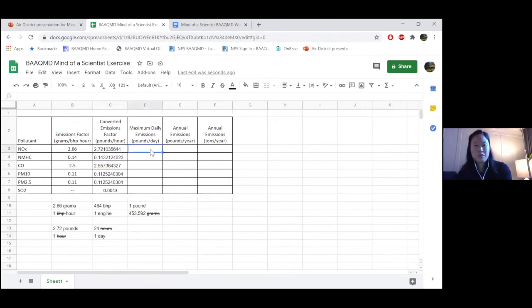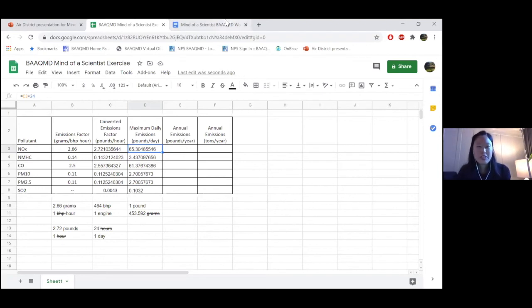To make the formula, I put equals, and I'll do this 2.72 cell times 24. And so for all of these, you have to multiply by 24 to get here. So I'm going to double click this bottom right corner, and it automatically populates the pounds per hour to pounds per day by multiplying it times 24.